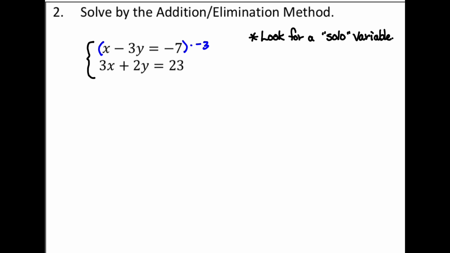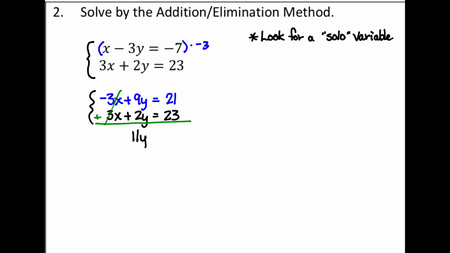So the first equation becomes negative 3x add 9y, negative times a negative, right? Negative times negative is again positive, 21. And the second equation is just going to come down. And now you're going to add these two together. That makes the 3x's cancel, and we end up with 11y equals 44, which works out really nicely.